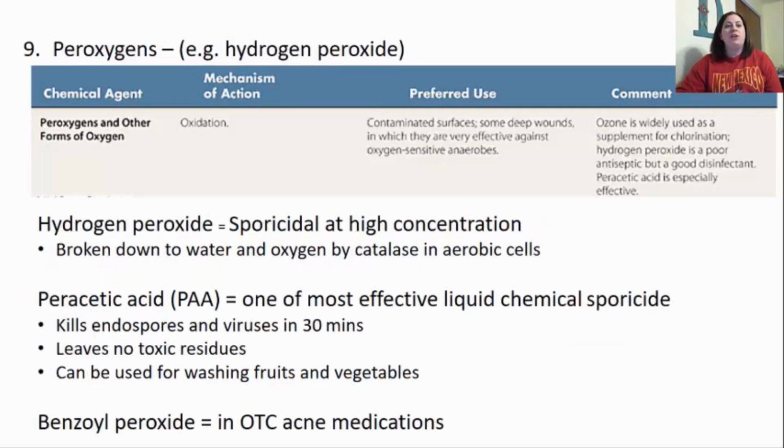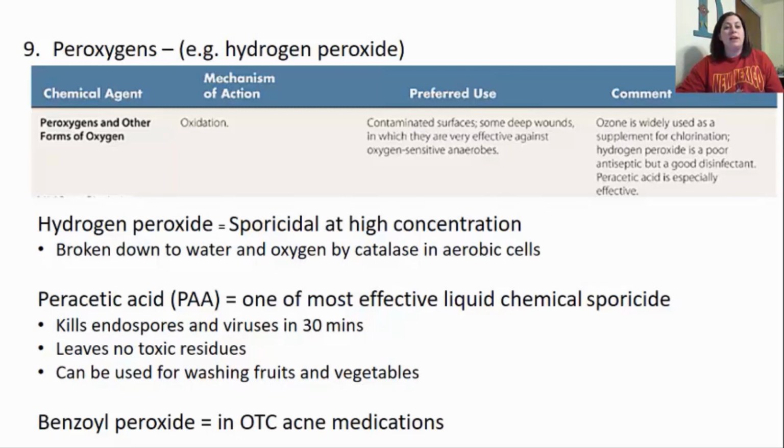The last group we're going to look at are the peroxygens. This is like hydrogen peroxide. Their mechanism of action is through oxidation. Hydrogen peroxide is sporicidal at high concentrations. It's broken down to water and oxygen by an enzyme called catalase in aerobic cells.